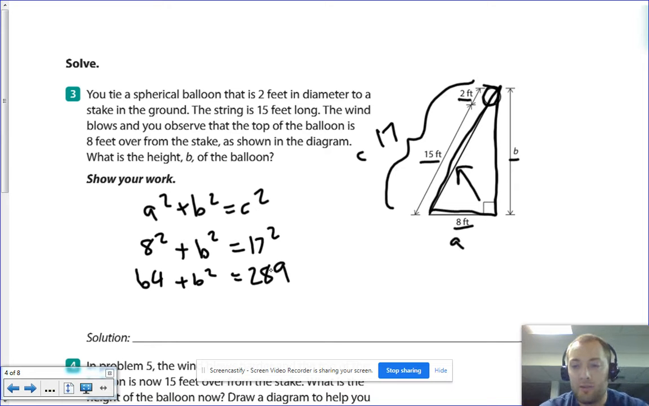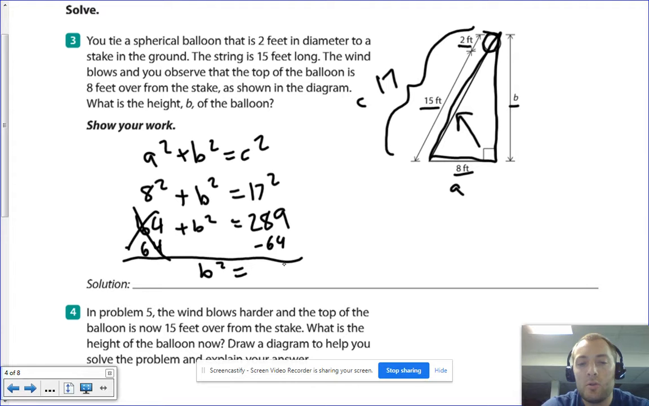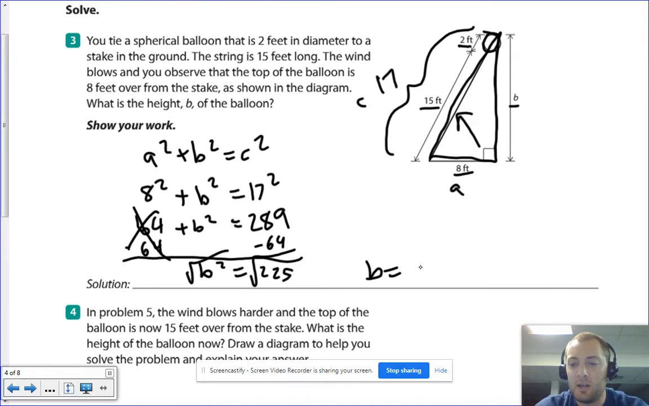Now at this point, it's a little bit different from that last one. Remember, if we're trying to find the A or the B, we can't add the A and the B together because we don't know what they both are. So we're going to have to get the B squared part by itself by subtracting 64 here. Do that on both sides of the equation to keep it balanced. You get B squared equals 225. So the last step would be to take the square root. That would give us B, the square root of 225. I think we did that on the last one. It's 15. So 15 feet.